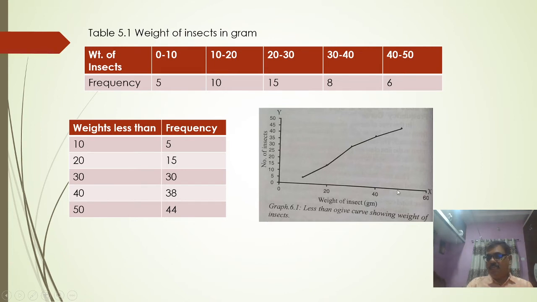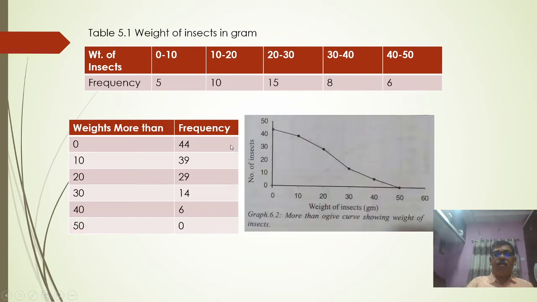So likewise, we have to join all these by straight lines, and this curve is called the less than ogive curve. This is the ogive curve for the weight of insects in grams. Then with the same frequency, we are now showing the more than ogive.